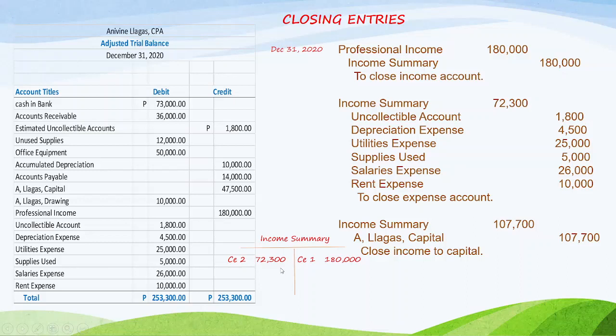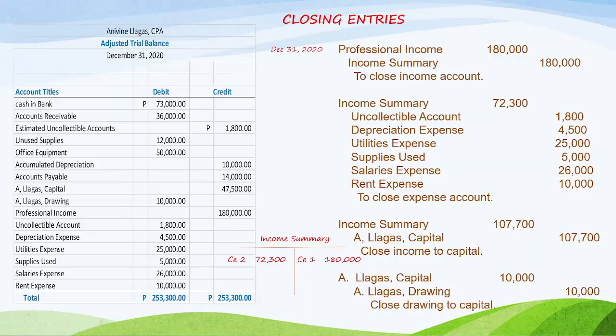The last closing entry rather is to close the drawing account. And looking back in our adjusted trial balance, we have a debit balance of 10,000. So to close this one, we have to credit the drawing account. So this is our entry.